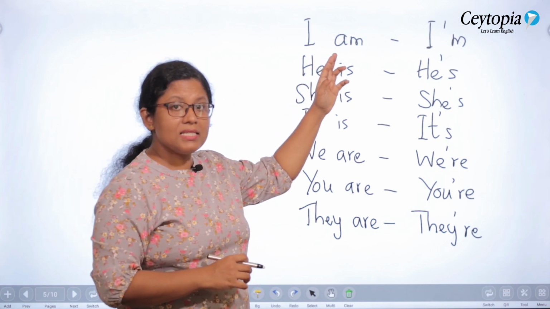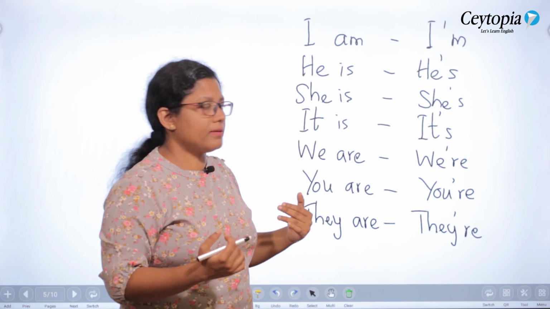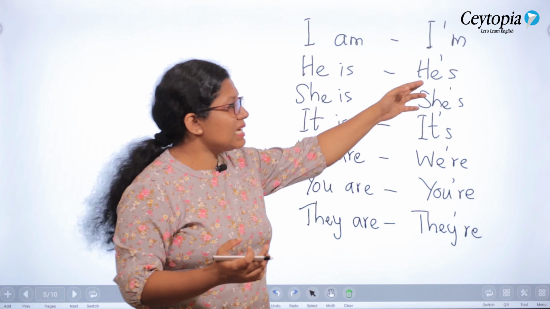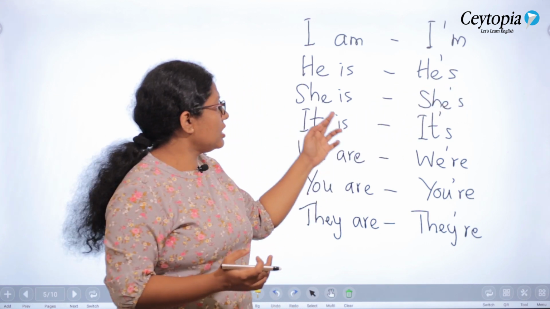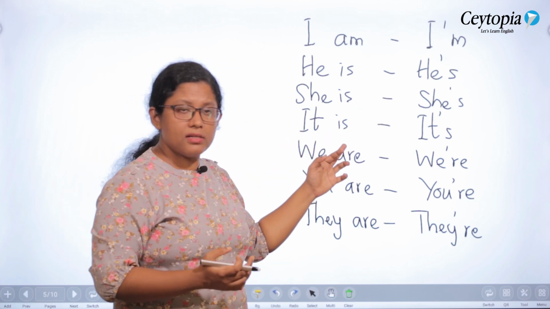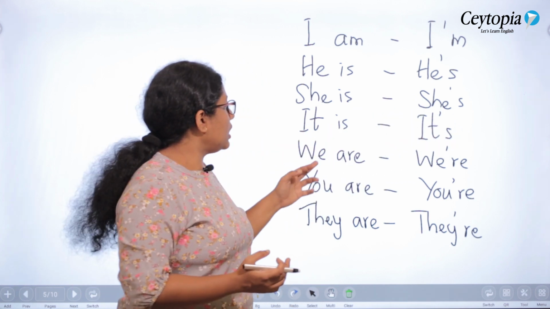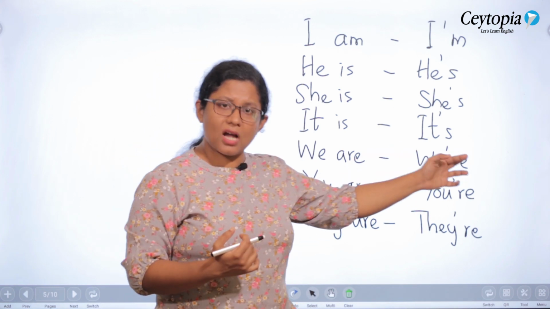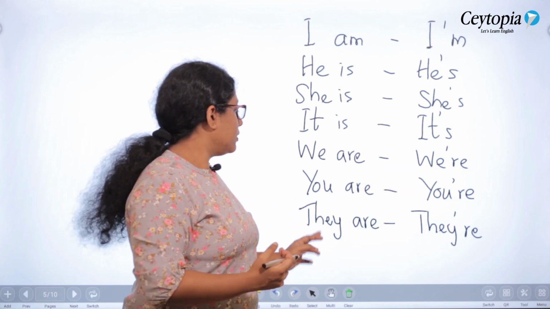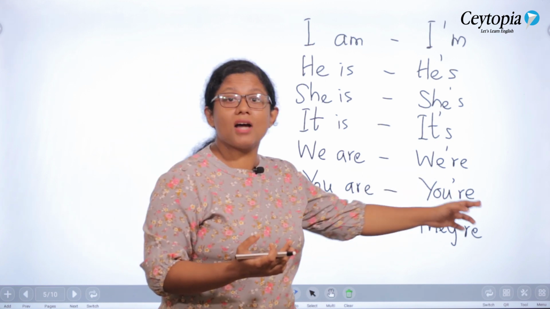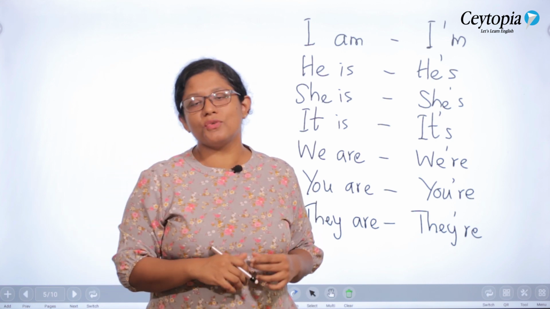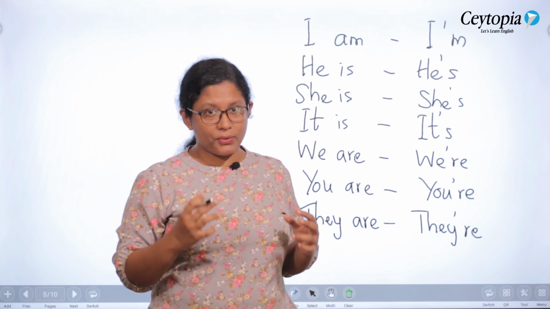I am tired. I'm tired. He is tired. He's tired. She is tired. She's tired. It is tired. It's tired. We are tired. We're tired. You are tired. You're tired. They are tired. They're tired. Okay, I think now you know how to use these basic verbs in a sentence accurately.